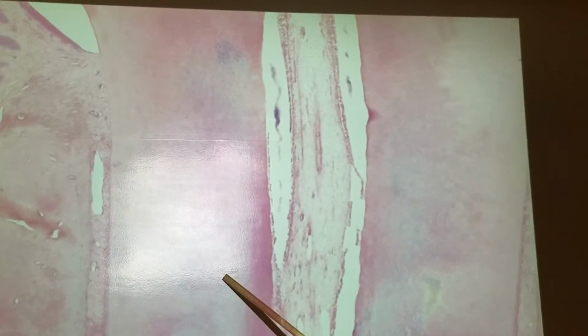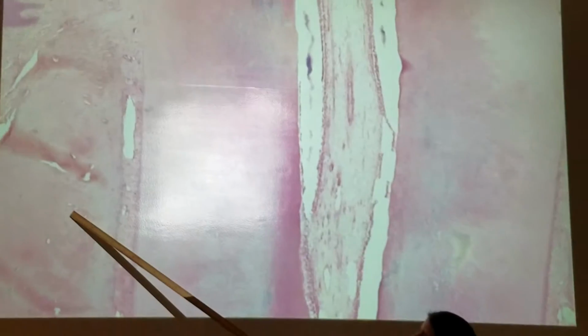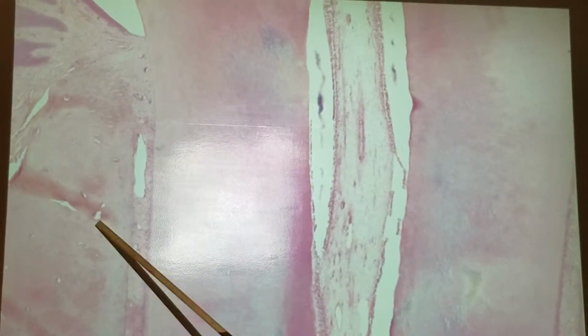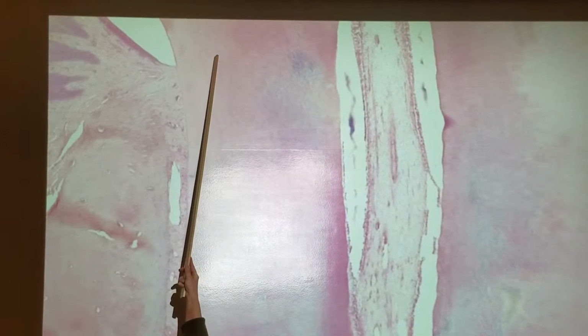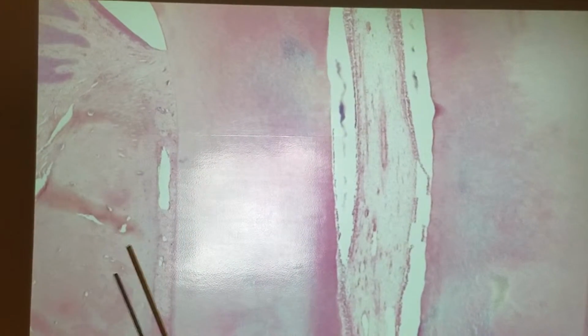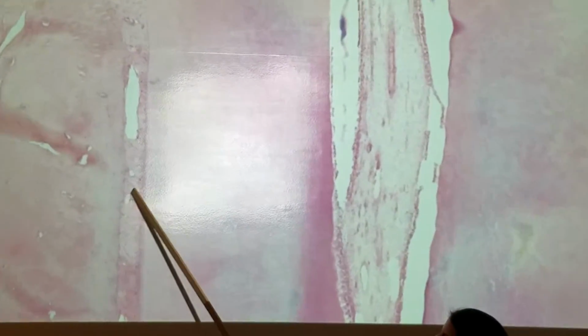All right, so what's this? Pulp cavity. What area am I in? The root. What's this stuff? Dentin. What's this? Alveolar bone. What's that thing? Oh, that's gingiva. What area am I in? What's this? Periodontal ligament.